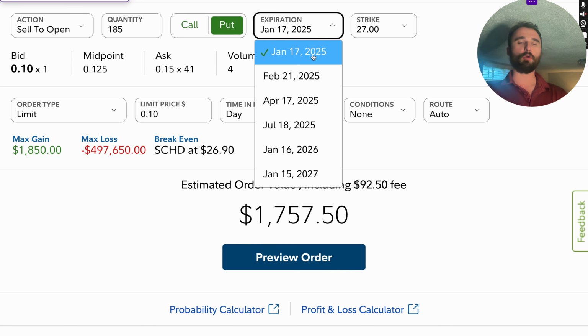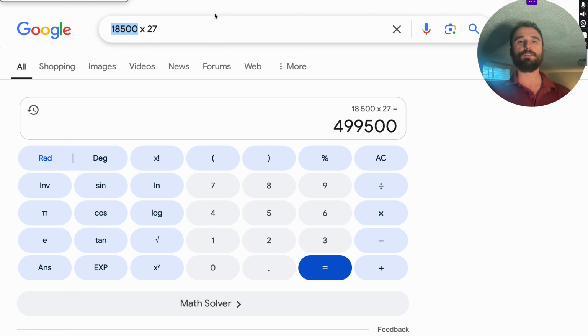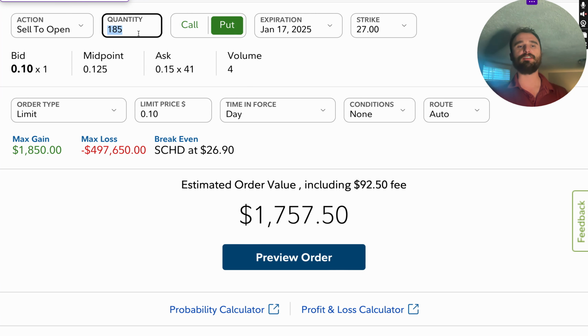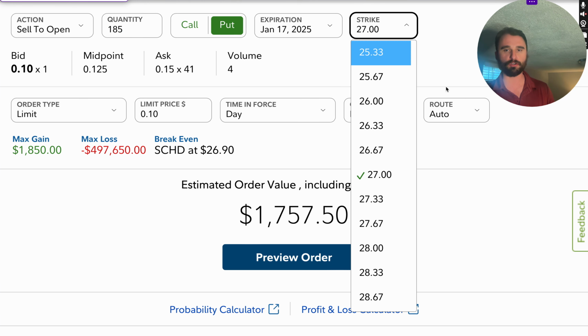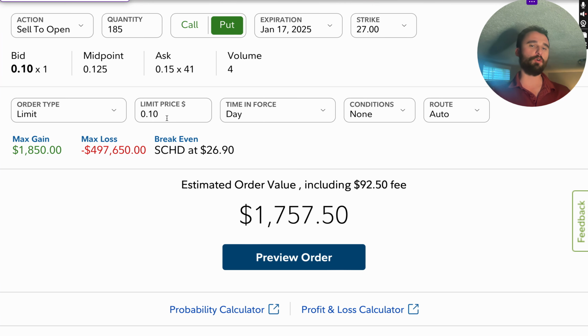This basically means we are on the hook to buy 18,500 shares. Remember this number, $499,500 worth at 27 is 18,500 shares. We're basically on the hook to buy 18,500 shares at $27 per share up until January 17th, 2025. Now, if we look at the limit price of what we're going to be receiving, this is the cash that goes into our account, including after commissions, right?